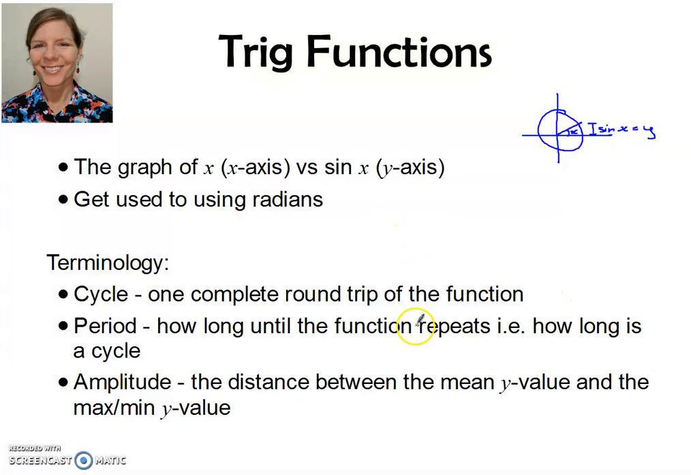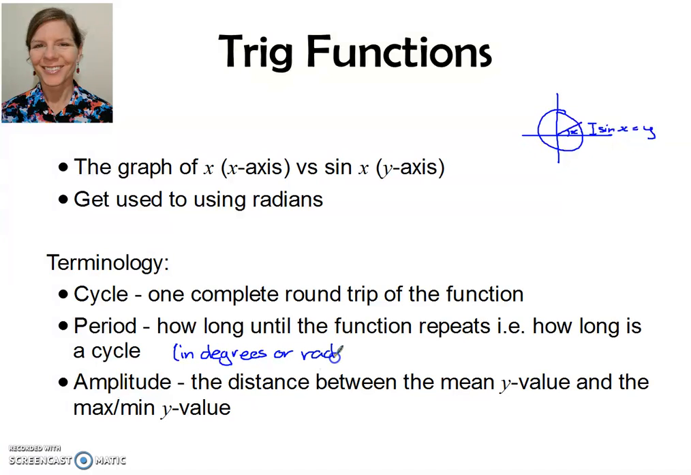A little bit of terminology, just to kick us off, and then I'll show you what the graph actually looks like. A cycle is one complete round trip of the function. So you'll see when I show you the graph that it's a repetitive function. It just keeps going indefinitely in either direction, but it repeats. So it's got a specific cycle, and each time it starts repeating its new cycle. The period is how long until the function repeats, and that's in terms of x. So when we graph the function, that's the distance along the x-axis. So we talk about that either in degrees or radians, depending on what we're working in.